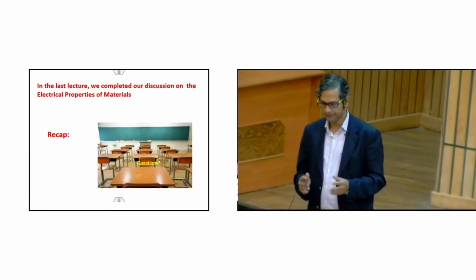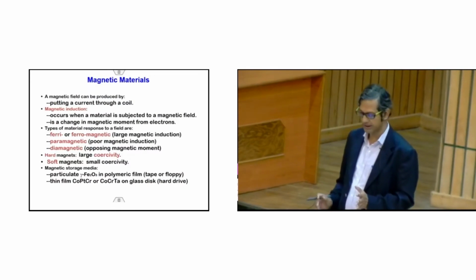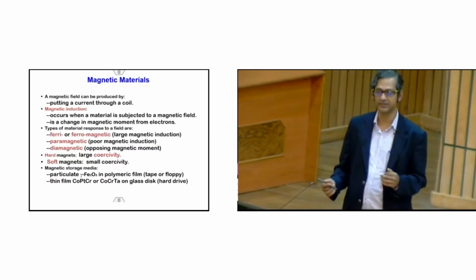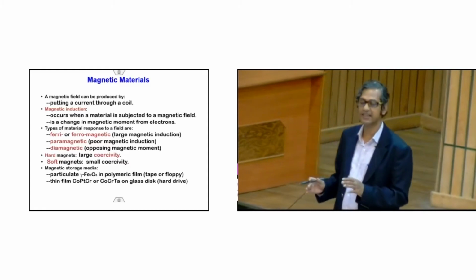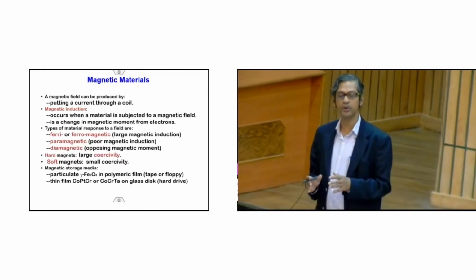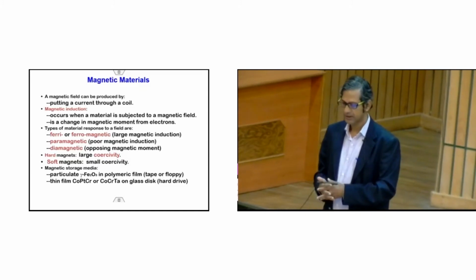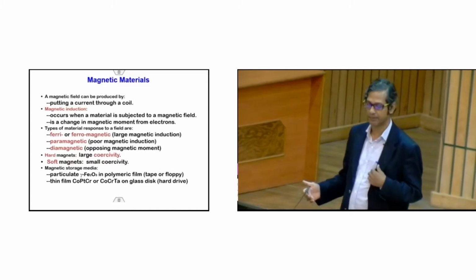So, in the last lecture, we discussed mostly the magnetic properties of materials, not in detail the magnetic properties of nanomaterials. Today we are going to talk about some aspects of the effect of size on the magnetic properties. But before that, let me have a recap.